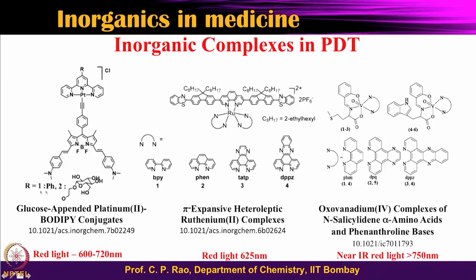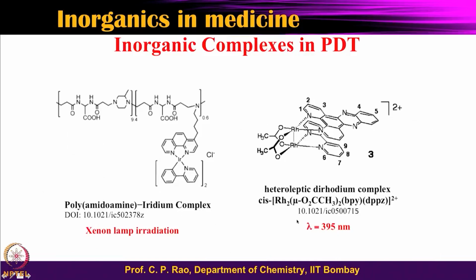But you can also put different kinds of molecules and then make it more diverse as the drug. So, this particular molecule works around 600 to 720. This molecule needs to be excited around 625 and this molecule needs to be excited around 750. So, all of these are visible to near IR. Therefore, you are looking for visible to near IR.